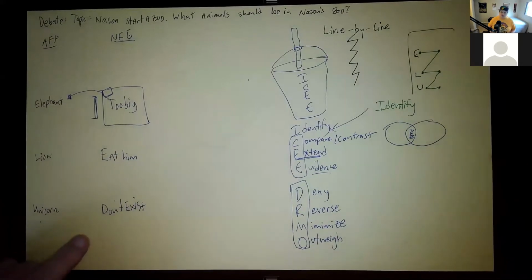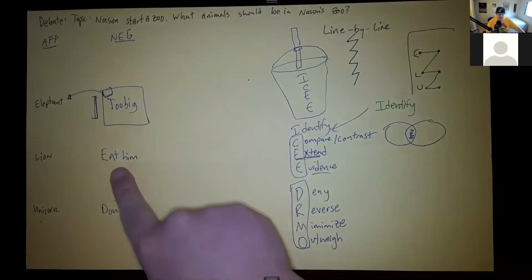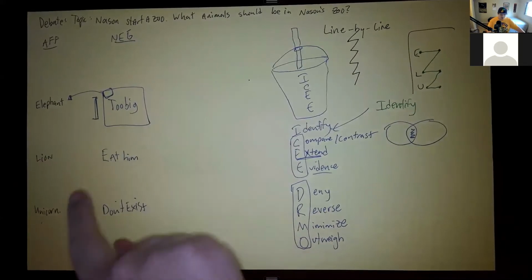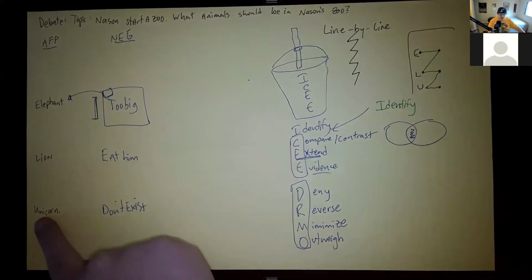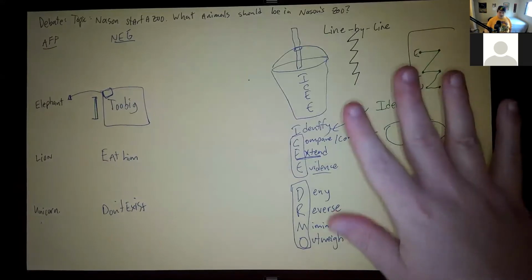All right. So if I was going to give that speech without my debate interruptions, it would sound like this. First, Nason said he should have an elephant, but he shouldn't because they're too big for him. Second, he said he should have a lion, but he should not have a lion because he can't control them and they will eat him. He's not a professional lion tamer. The third argument he made was that he should have a unicorn, but unfortunately for Nason, he can't have a unicorn because they don't exist. Right? So that would be an example of me doing line by line and me using some of these things.